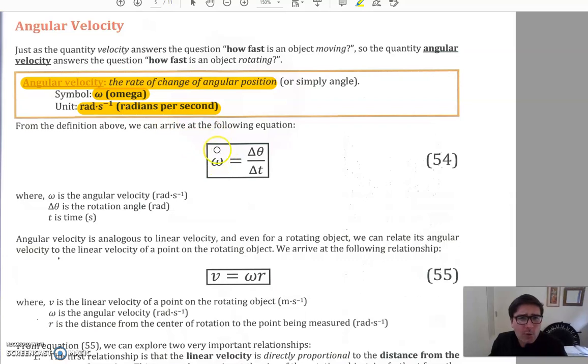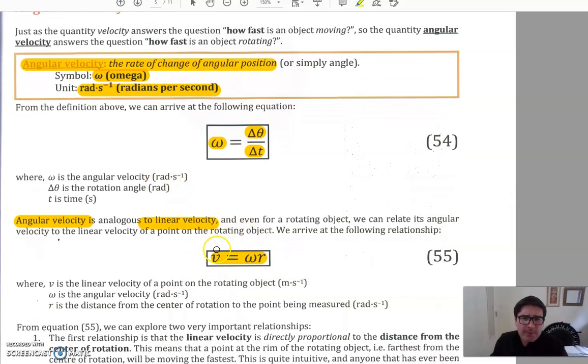So according to that definition, we can then have the formula where angular velocity is the change in angular position over time, the rate of change in angular position. Now, what I want to draw your attention to, guys, is that we can also relate angular velocity to linear velocity, okay? And this relationship is given by this equation down here, where the linear velocity v is equal to the angular velocity times the radius.